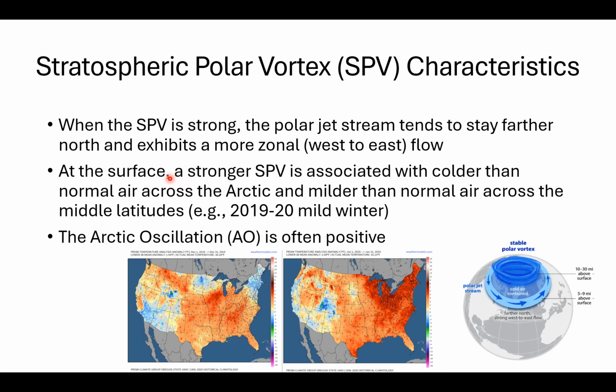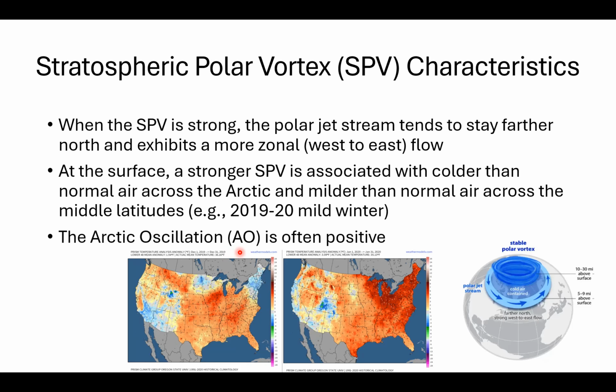And at the surface, a stronger SPV is associated with colder than normal air across the Arctic region and milder air across the mid-latitude regions. And this happened, as an example, in 2019-2020, which had a very mild winter because we had a very, very strong stratospheric polar vortex. And the polar jet stream pretty much blew west to east, like this diagram here in the bottom right. When you get a stronger, stable polar vortex in the stratosphere, you generally have a polar jet stream that blows west to east, and all the coldest air is confined up over the North Pole and the Arctic region that winter.